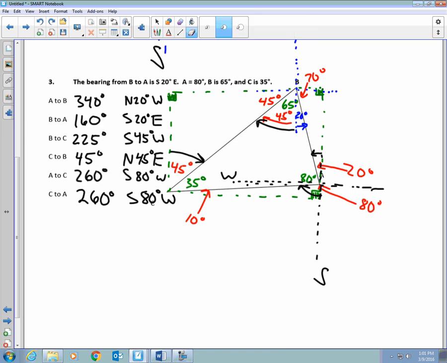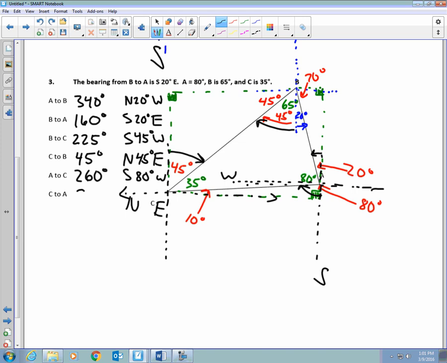And then let's go C to A. I am at C. Okay. I'm going to travel to A. What is the direction? Get from C to A. North, east. 20 degrees east of north. 45 plus 35 is 80.